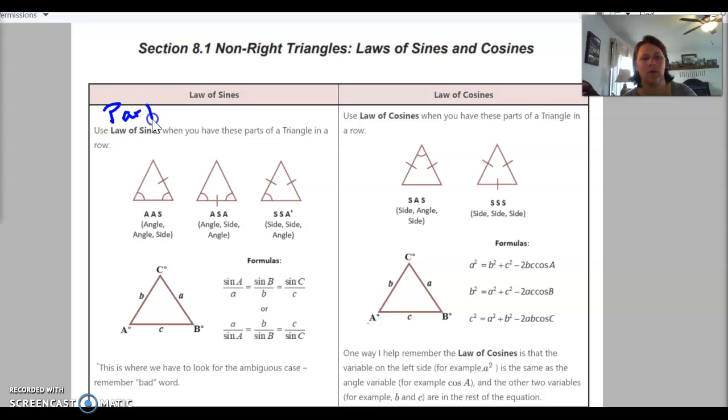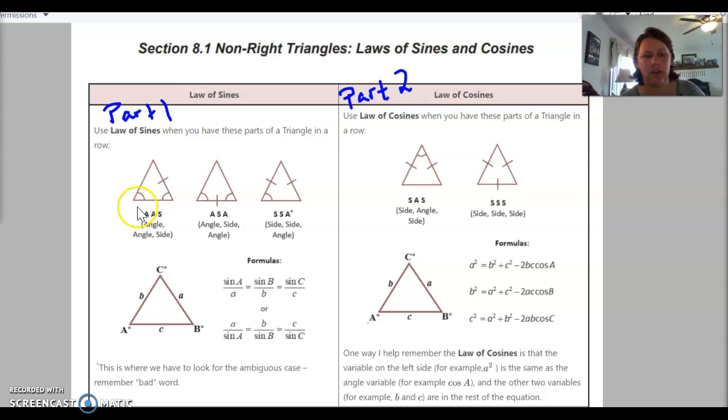So this will be our part 1. And then part 2 will be law of cosines. So we'll be moving on to that. So how do we know which one we need to use? We're going to look at what information we're given.